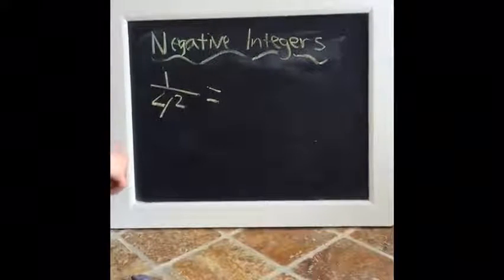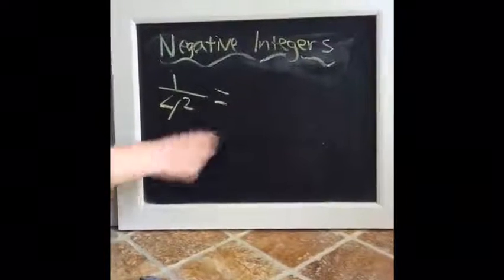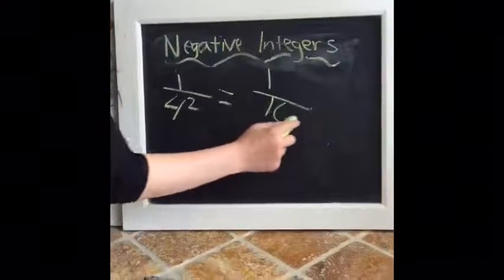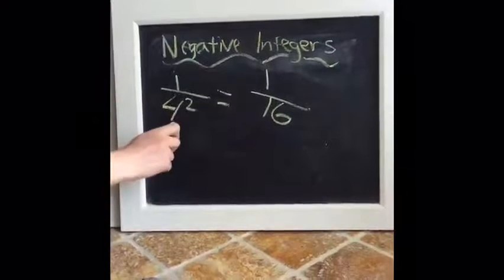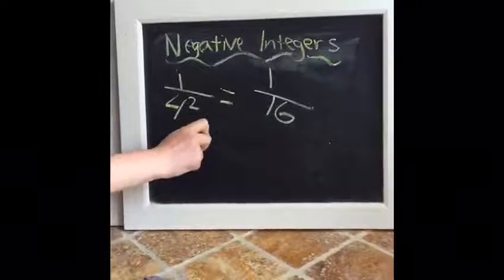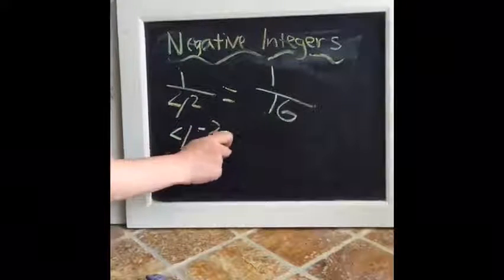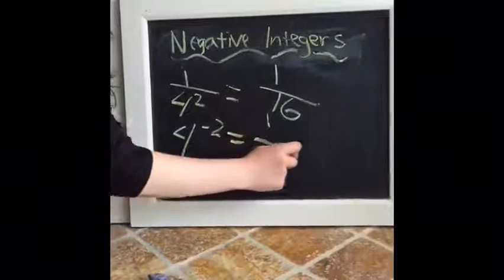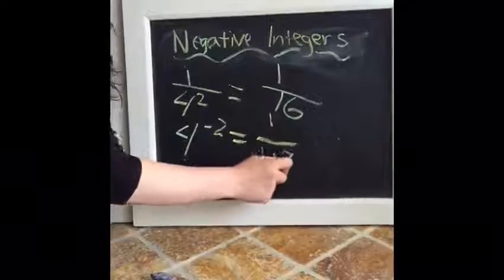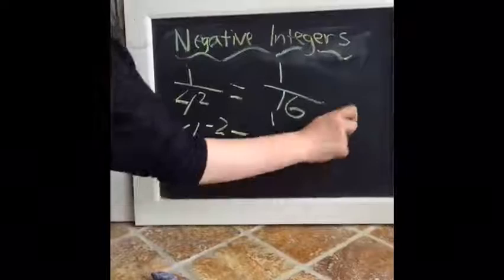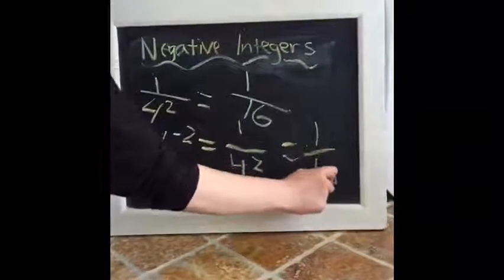So now you try it. 1 over 4 to the second would just be 1 over 16. And 4 to the negative 2 would just be 1 over 4 to the second, and that is, again, 1 over 16.